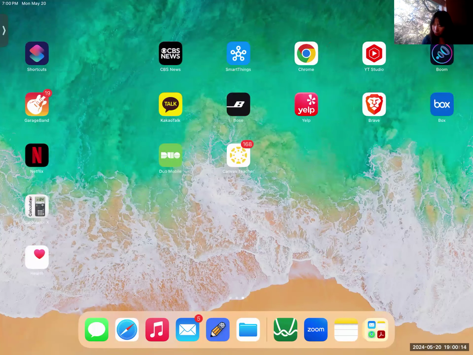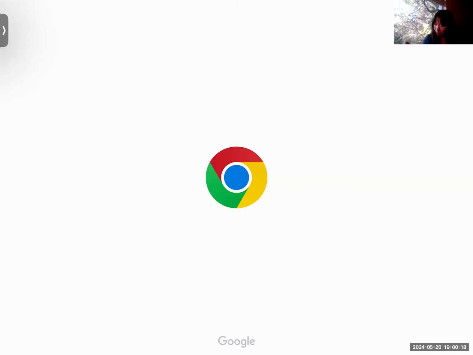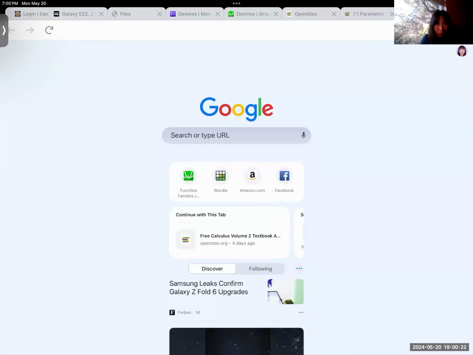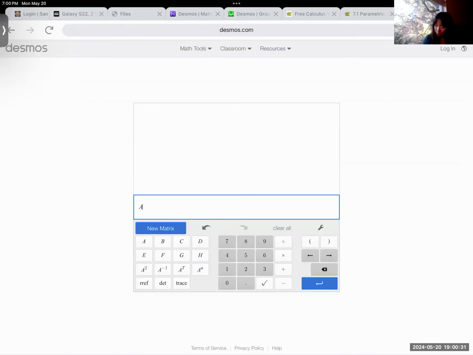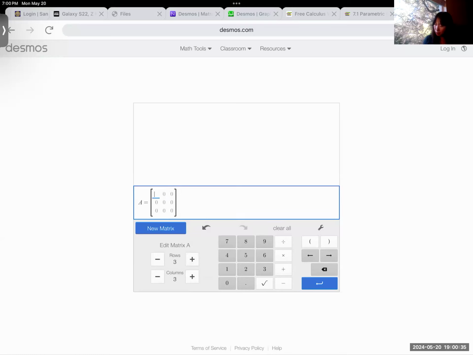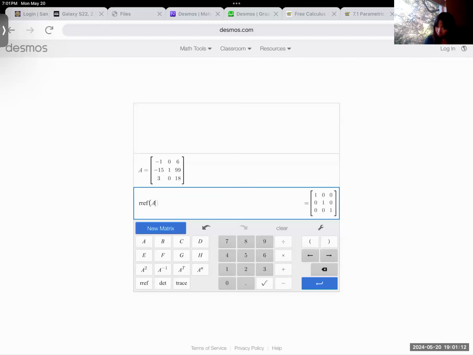Okay, so let us go to decimals. Okay, so we have -1, 0, +6, and -15, and +1, and 99, and 3, 0, and +18. Oops. And reduce the row echelon form.